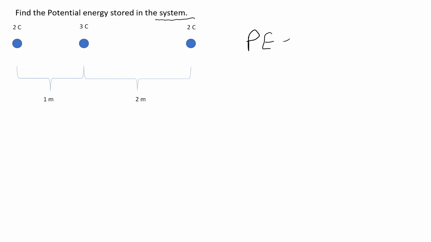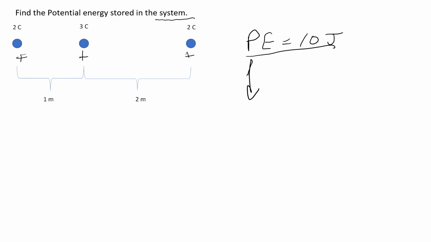I don't know, let's just give it a number. Say it was 10 joules. If I said that the system has 10 joules, well, these are all positive charges, and positive charges like to repel each other, and you can imagine that that creates the potential for movement. And so what's the maximum amount of movement I could create?